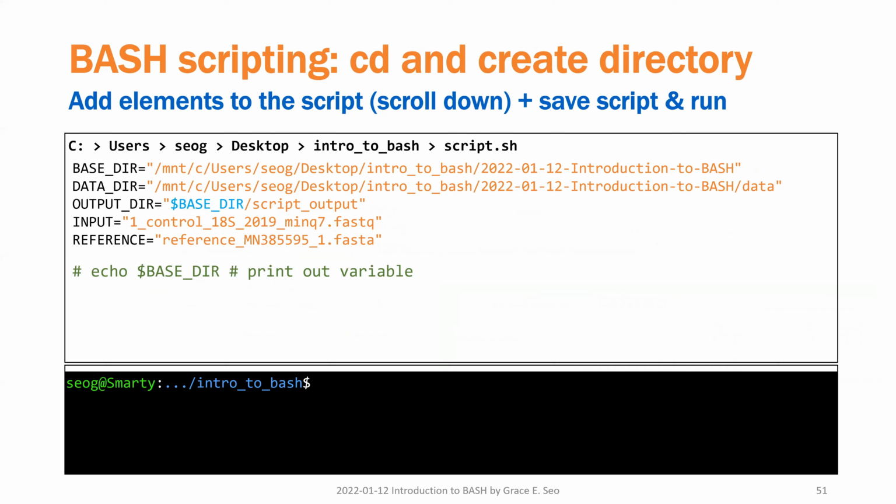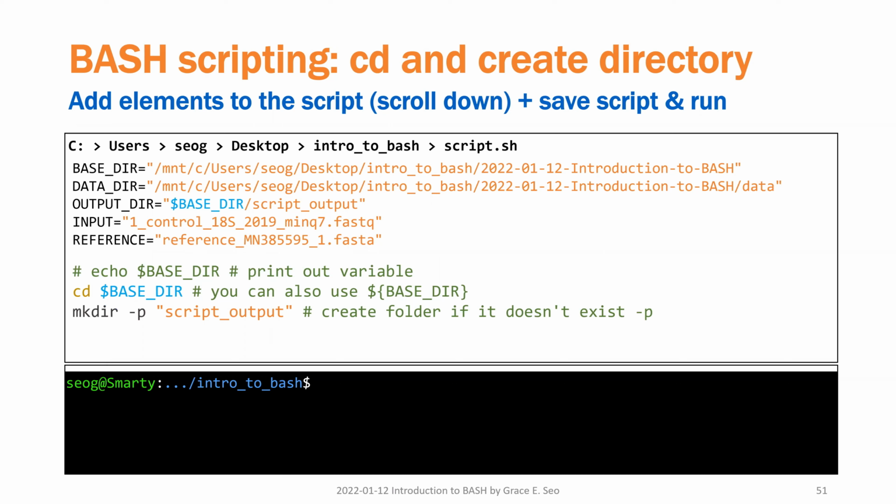Now to add a little bit more complexity using the variables, let's change the script's directory to the base directory. Then inside the base directory, let's create an output folder called script output, because this is what we assigned the output directory as. To do this, you can use mkdir with the -p option, which tells the machine to only create this folder if it doesn't exist. If you don't use the -p option, you will get an error message saying that this folder already exists, if it does, and it can't be created.